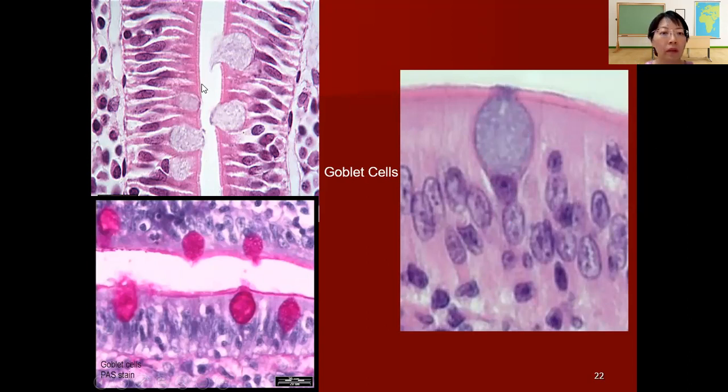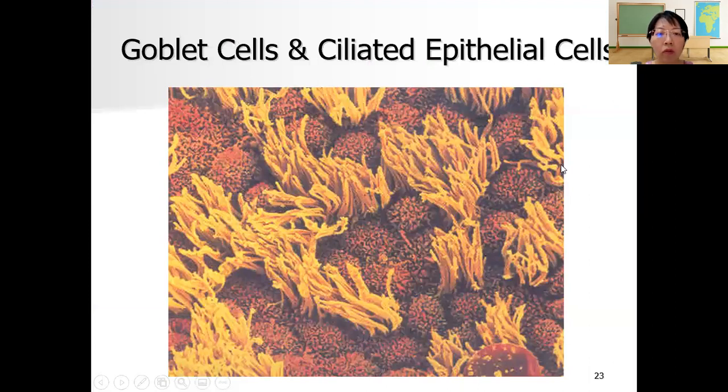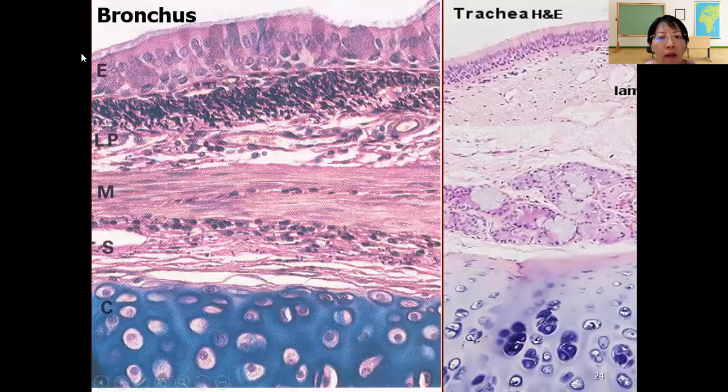Okay, next, so this is a scanning electron micrograph of the epithelium layer, which shows you the cilia as well as the mucin droplets, okay, from the goblet cell. So this one, again, this section here, you can see nucleus and different layers. So it's actually pseudostratified columnar ciliated epithelial cell.